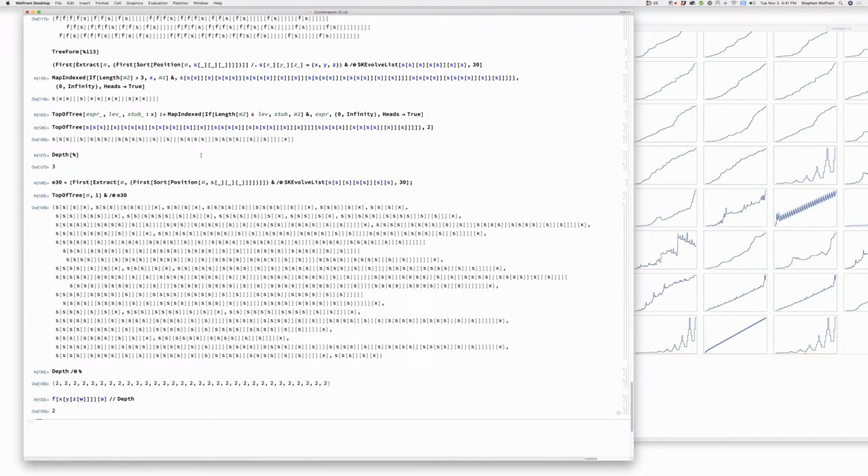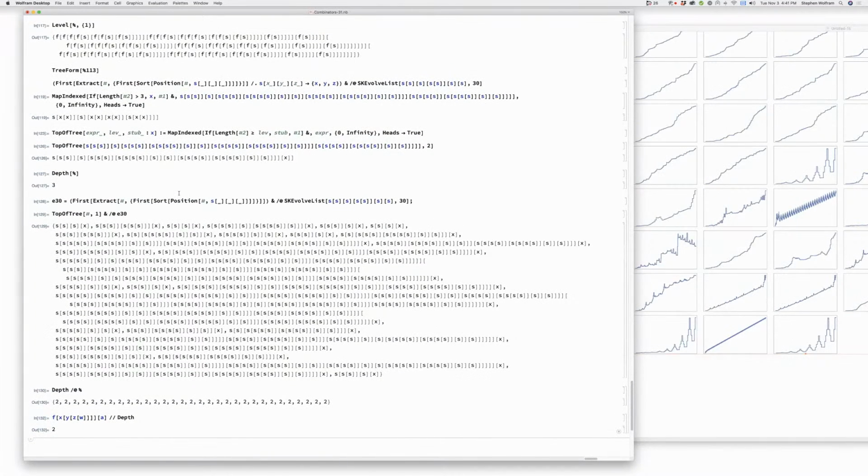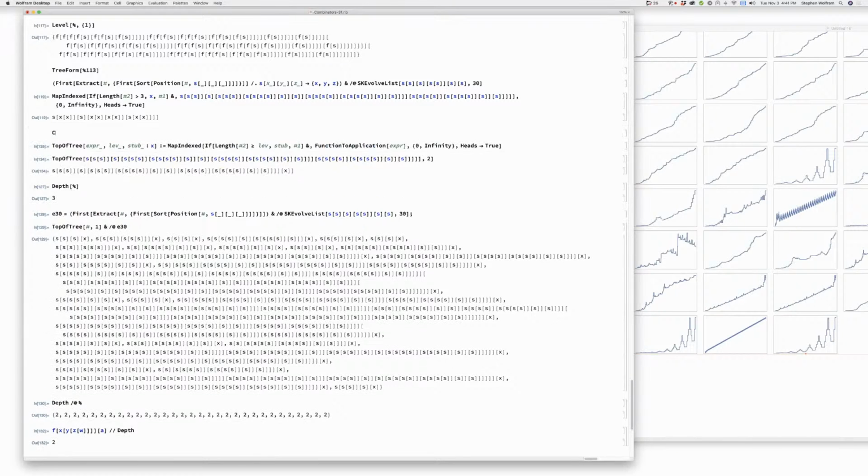So what we need to do here, okay, this is going to be a little trickier. We need to convert this expression to, we need to say function to application of this. And we say top of tree of that. I think I have a different definition here, clear top of tree.